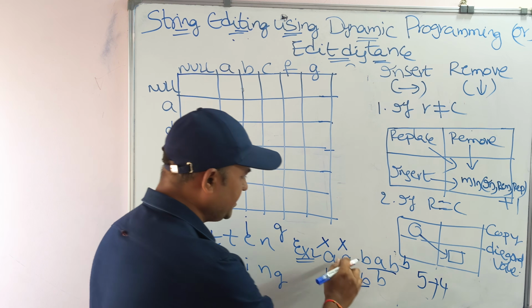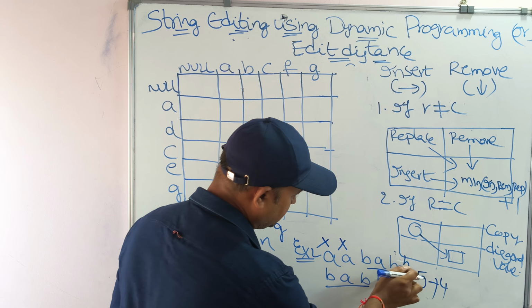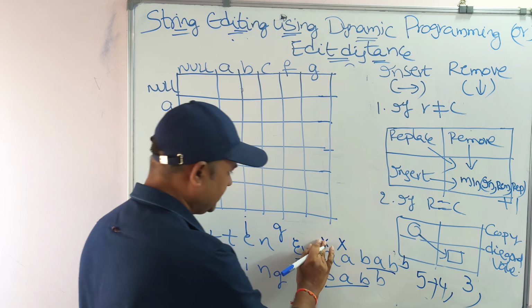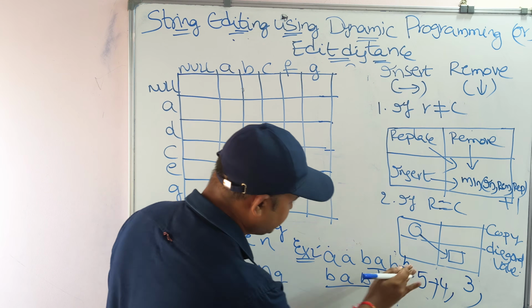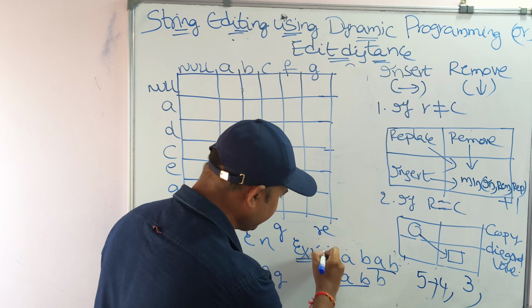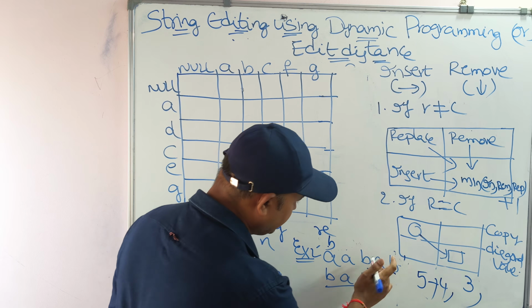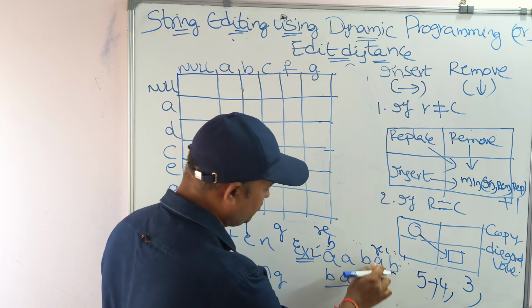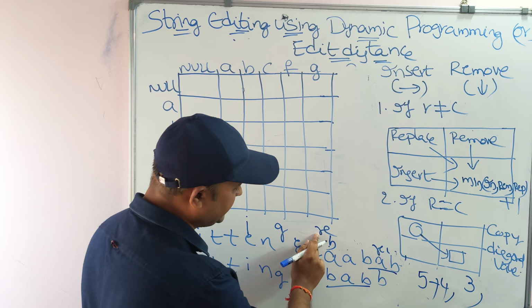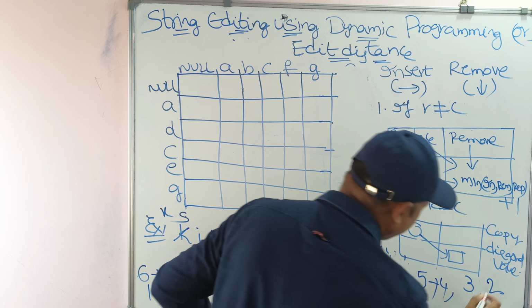How many operations are required? For these 2 removals, the cost is 2. Next we have to add 1. So 2 plus 1, the cost is 3. Now let us see one more logic. Replace this A by B. Next A same, B same. Next remove this A. Then the string will become BABB. So how many operations are required? 1 replace and 1 removal. So 2 operations are required.